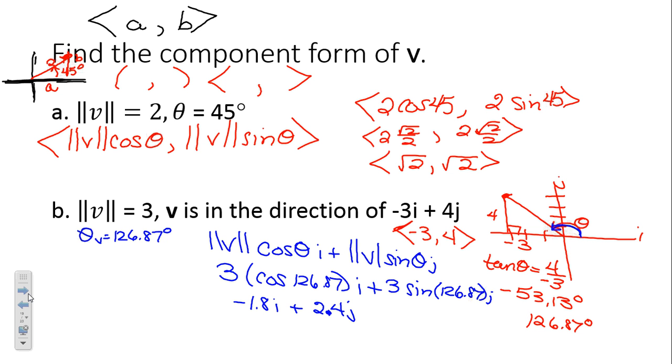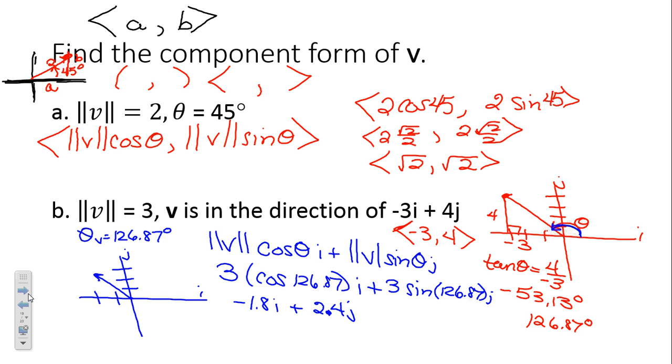What does the answer mean? It means that this particular vector went negative 1.8 in the I direction. Think of it as having an I and a J instead of an X and a Y. So it went 1.8 left and 2.4 up, and it started at the origin. That was this beginning point, and there's this ending point. So it should look very similar to what we had over here, just not nearly as long.